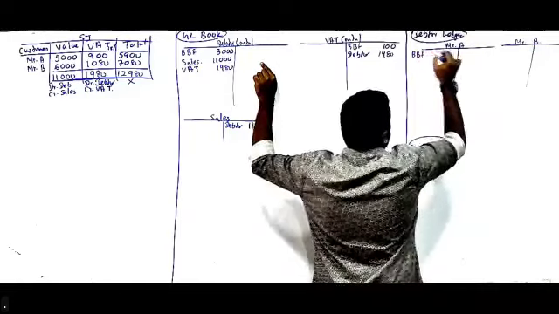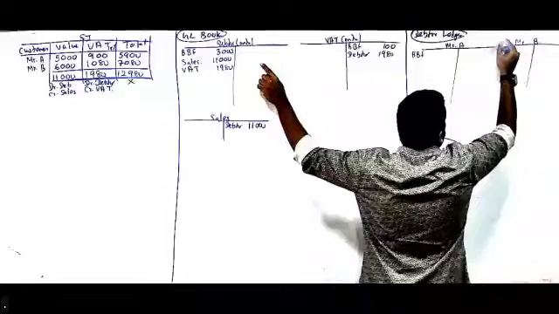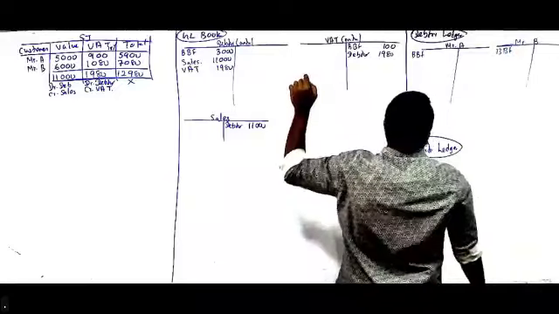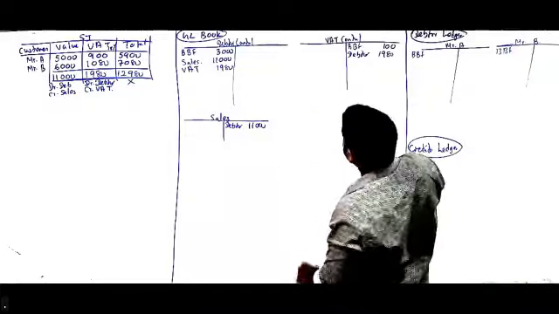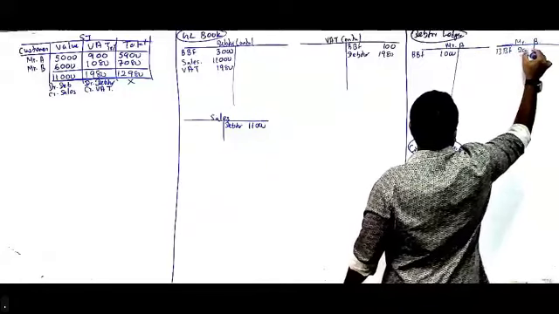Write the detailed version on the same side as the BBF. Don't change the side. So Mr. A 2,000, Mr. B 1,000. That is the detailed version.